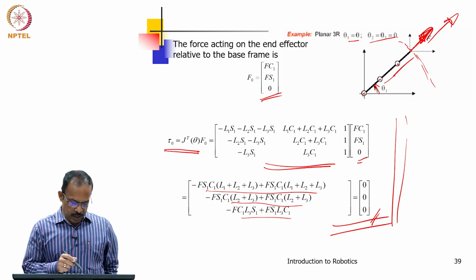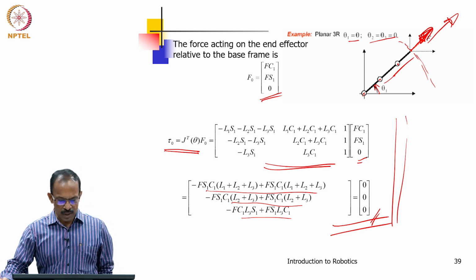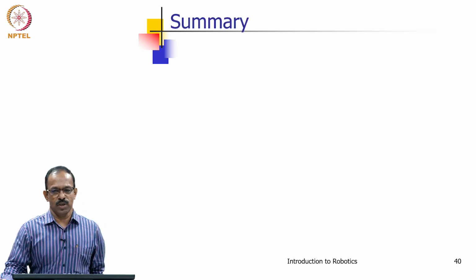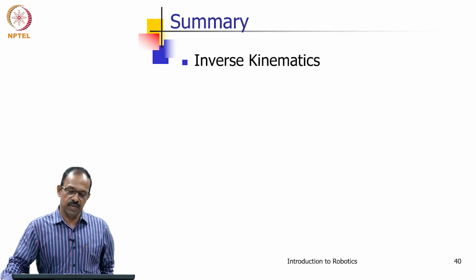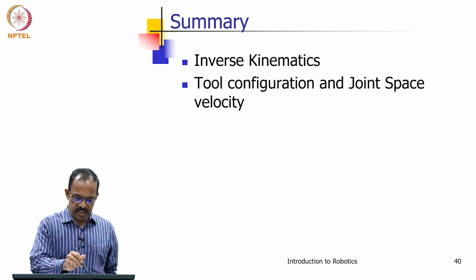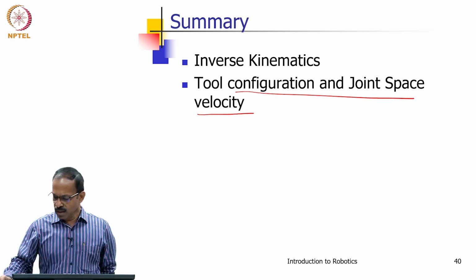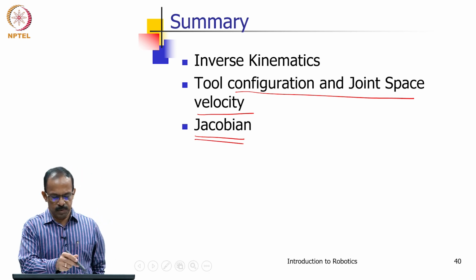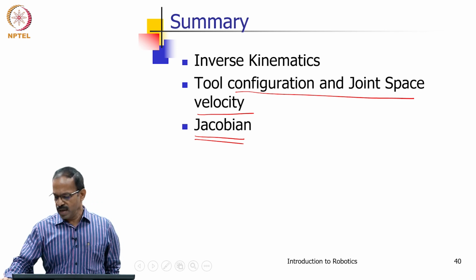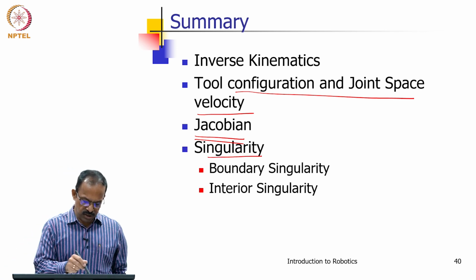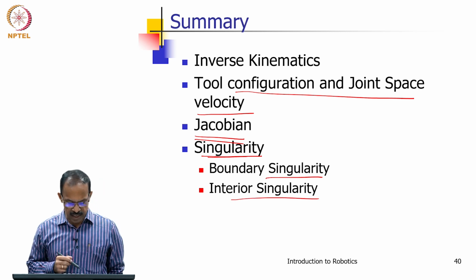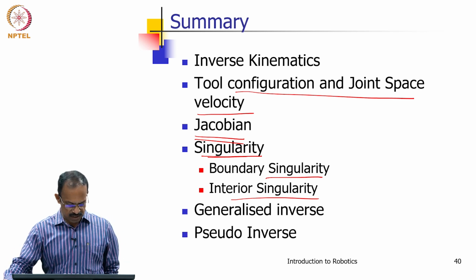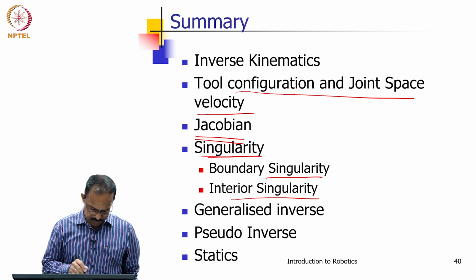Alright, so that is all about the Jacobian, and we will stop the discussion here. In the last few classes we discussed the Jacobian, the inverse kinematics, the tool configuration and joint space velocity, and how they are related using the Jacobian. Then we looked at the singularity issues, the boundary singularity and the interior singularity, and finally the generalized inverse, the pseudo inverse and statics.